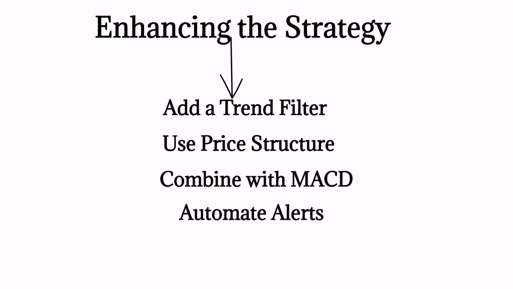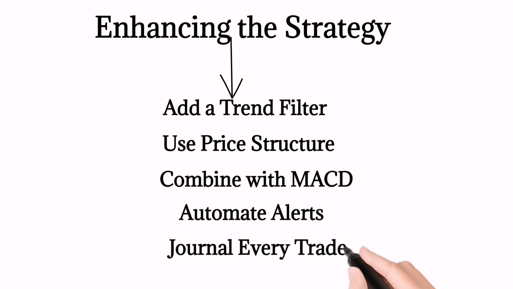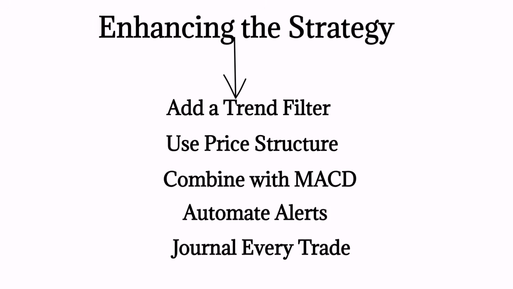Automate alerts. In TradingView, set an alert. Crossing condition: EMA 50 crosses EMA 100. The platform notifies you instantly, preventing late entries. Journal every trade. Screenshot before entry. Annotate why. Note the result. Over 20 trades, your personal stats reveal if you need tweaks.